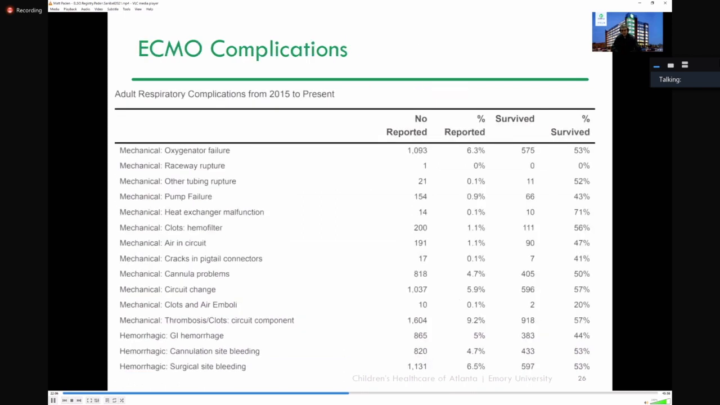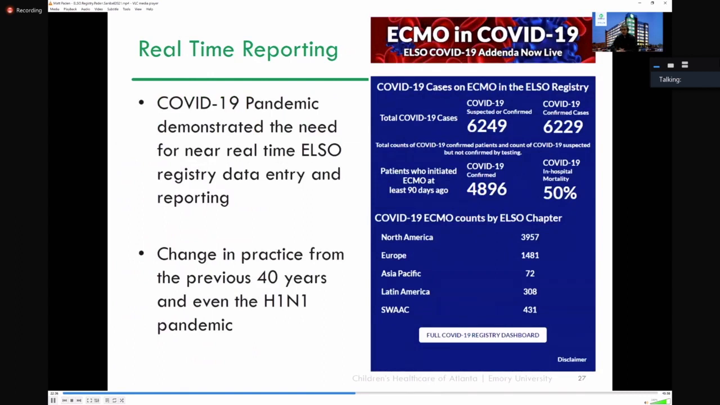The other thing that we report out from the registry are the complications. I just picked offhand the adult respiratory complications, and this isn't all of them, just some, but we report out the number of them, what the percentage was, and then percent survival for patients who had that complication. That ends up being important because you can look at the attributable mortality of some of these complications.